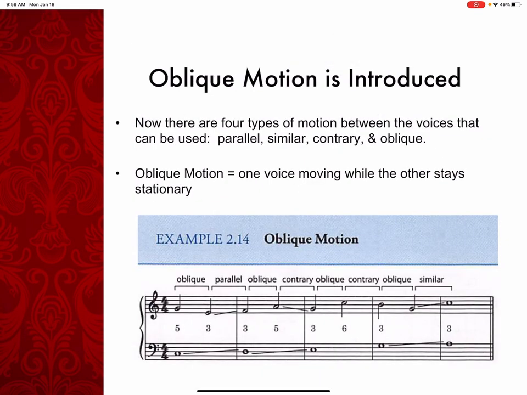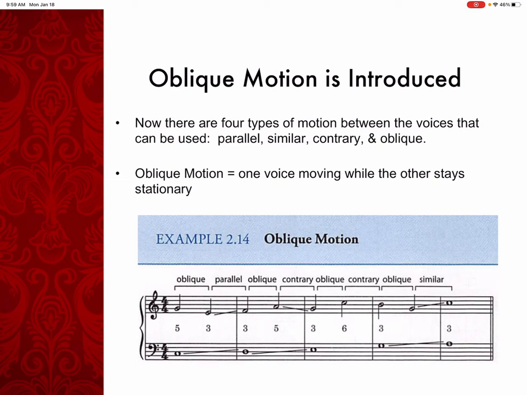Now we introduce oblique motion. So in addition to parallel, similar, and contrary, now we have oblique. Oblique means you have a note held with pitches changing against it. So look at the bottom. So one voice moves while the other stays stationary.